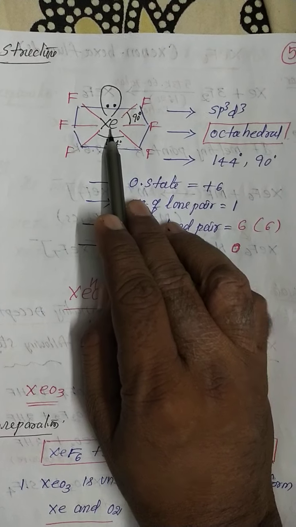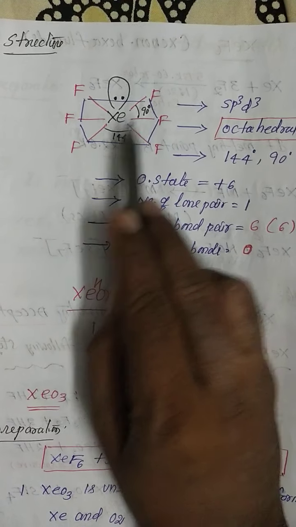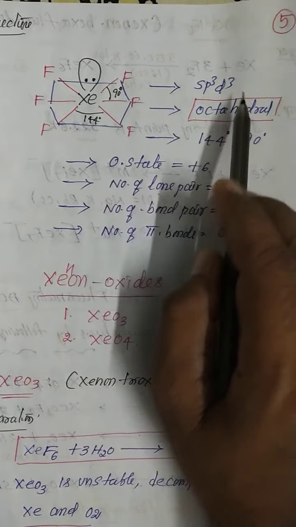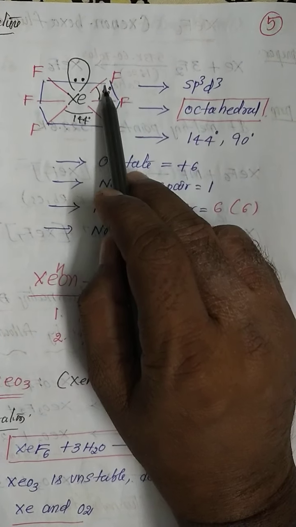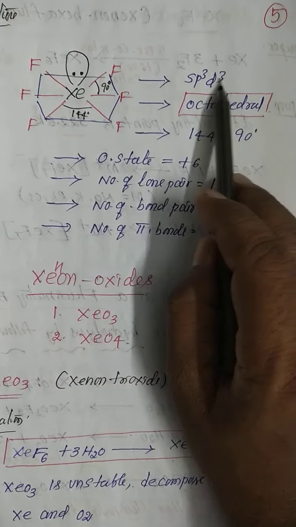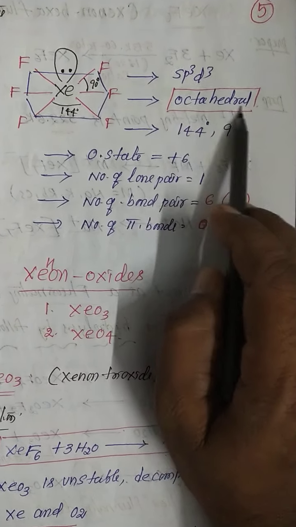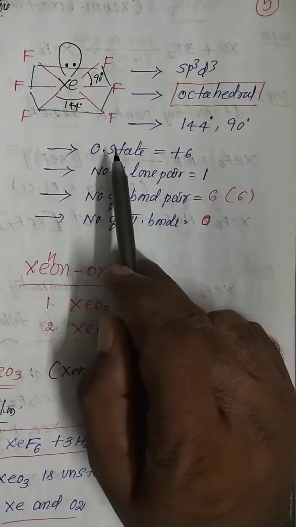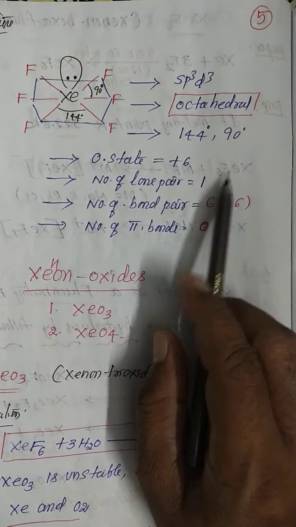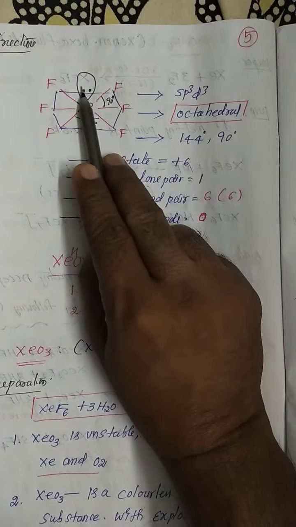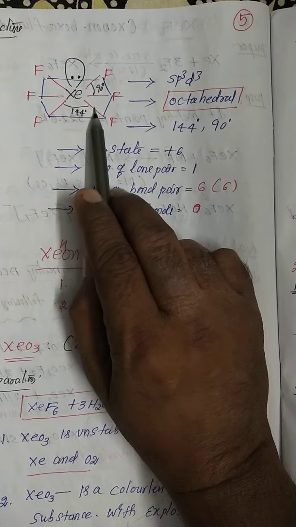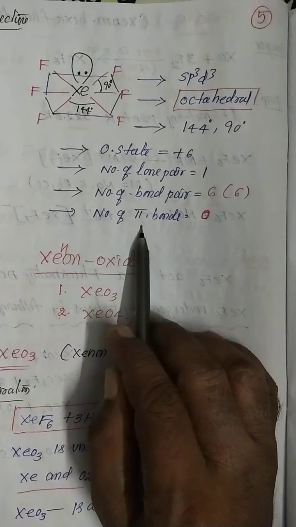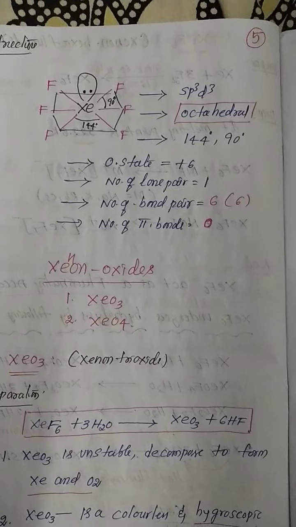See, here is the structure of xenon hexafluoride. Xenon is the central atom, with 6 bond pairs with fluorine and 1 lone pair of electrons. Two bond angles: 90 degrees and here 144 degrees. So total, what is the hybridization? 1, 2, 3, 4, 5, 6, 7. 7 means sp3d3 hybridization, in an octahedral manner. Two different types of bond angles are there, 144 degrees and 90 degrees. Oxidation state: 6 bond pairs means plus 6. Number of lone pairs of electrons, only 1. Number of bond pairs, 1, 2, 3, 4, 5, 6, 6 bond pairs. The 6 bond pairs are sigma bonds. Number of pi bonds, 0 pi bonds.